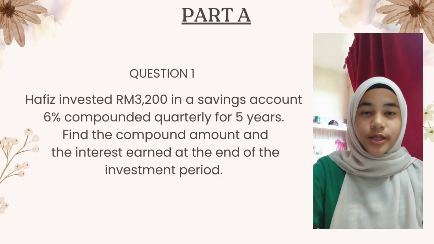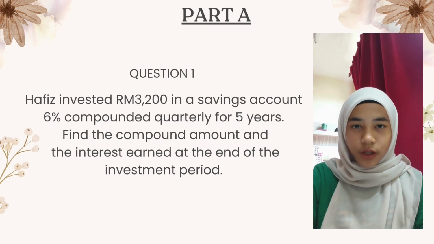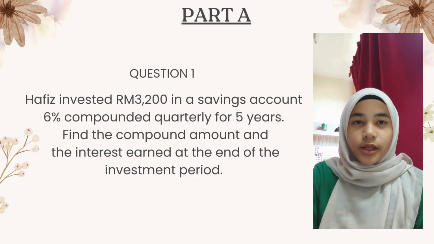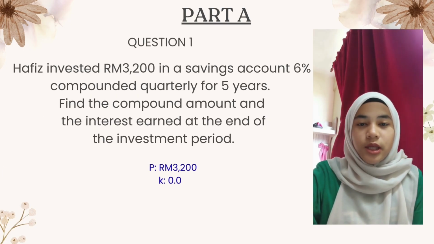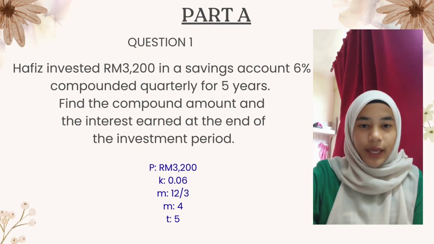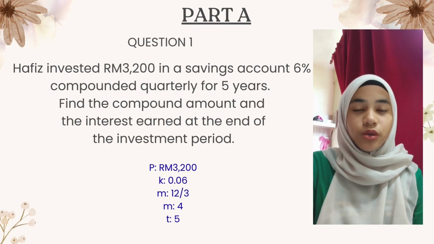So, the question is, Hafiz invested RM3,200 in a saving account paying 6% compounded quarterly for 5 years. Find the compound amount and the interest earned at the end of the investment period. We need to use the formula S equal to P(1 + i)^n. In the question, we can see that P is RM3,200.